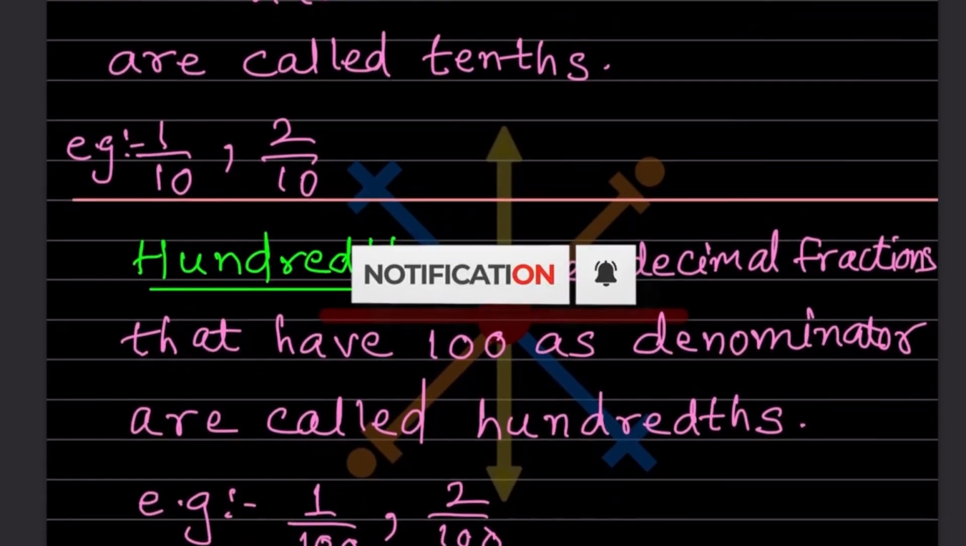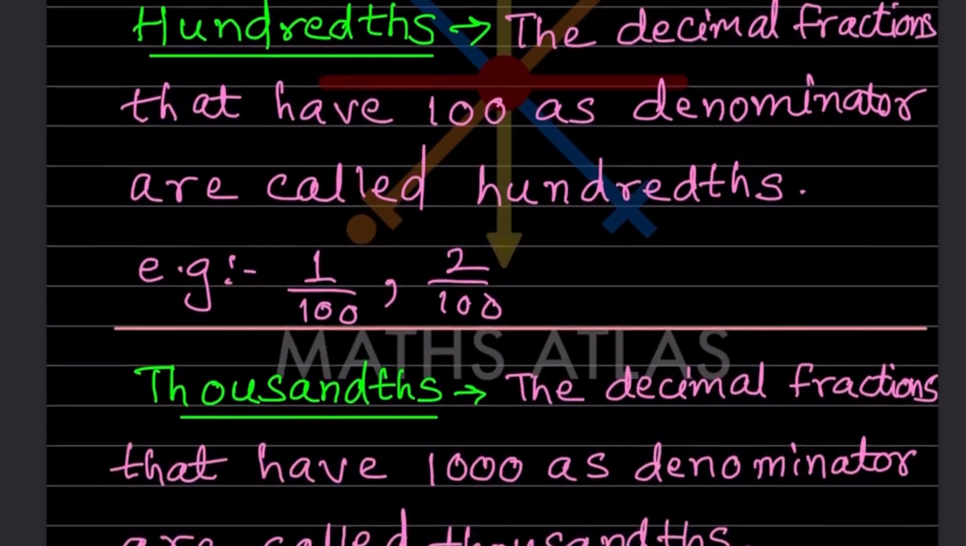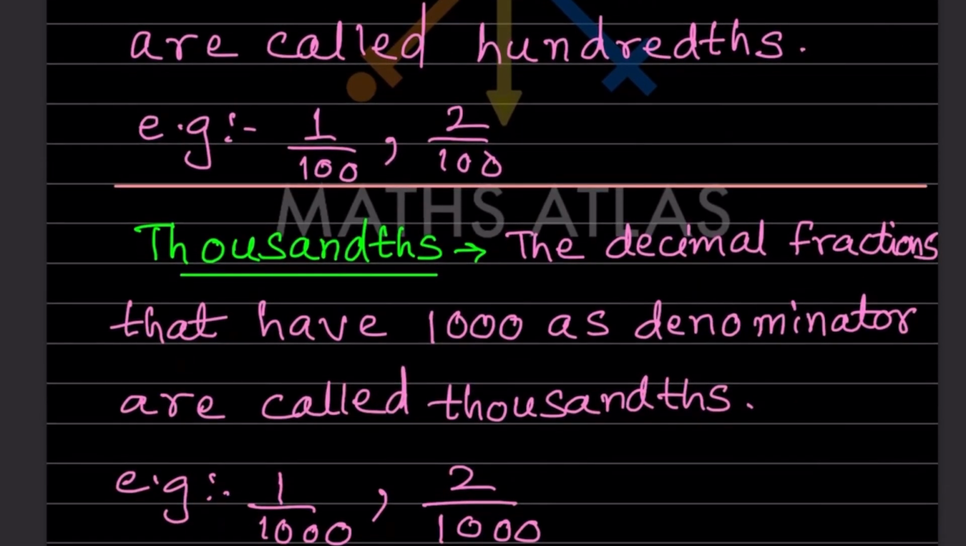Now for hundredths, the decimal fractions that have 100 as denominator. So this will be 1 by 100, this will be 2 by 100. That is called the hundredths place. Now see 4.12. This is the tenths place and this is the hundredths place. So we divide it by 100, and then comes 1000. The decimal fractions that have 1000 as denominator are called thousandths, whenever we divide by 1000.